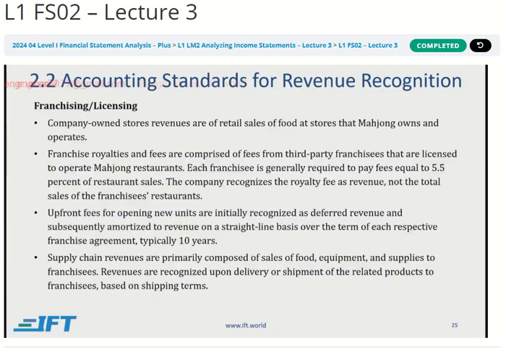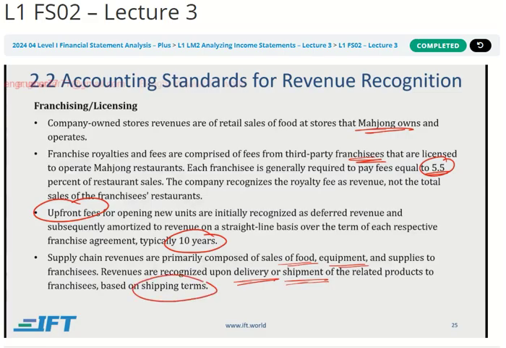So company-owned stores, obviously all of the sales will be shown in Mahjong or Domino's, whatever you like to call it. And the franchise and royalty fees are from your franchisees, the third parties. They will be paying the 5.5% of the revenue. The upfront fees for opening new units, this has to be recognized across the number of years. If they're taking the franchise for 10 years, then we will divide that across 10 years. And the supply chain revenue, sales of food, equipment, supplies will be recognized as those equipment and food products are delivered to country B based on the shipping terms.